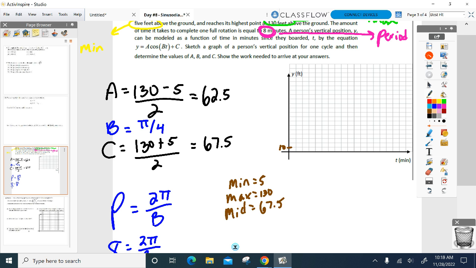20, 30, 40, 50, 60, 70. So my midline will be right between those two. 80, 90, 100, 110, 120, perfect. 130. So 10s looks like it. If you don't want to, maybe 8s work for you, whatever.